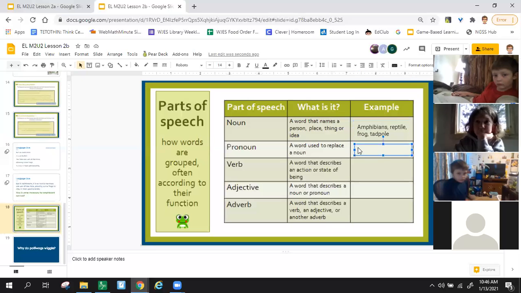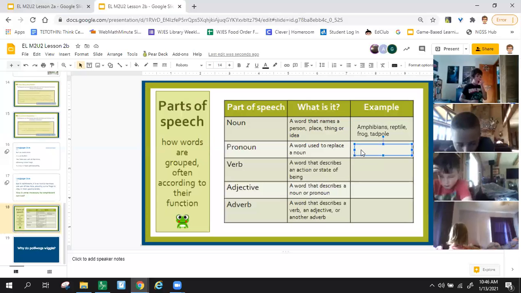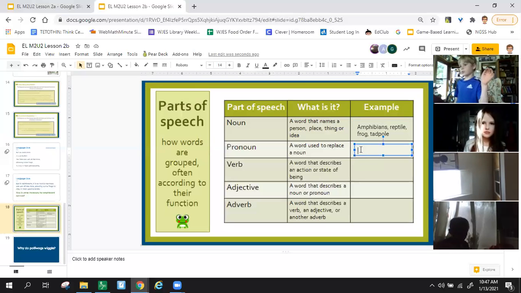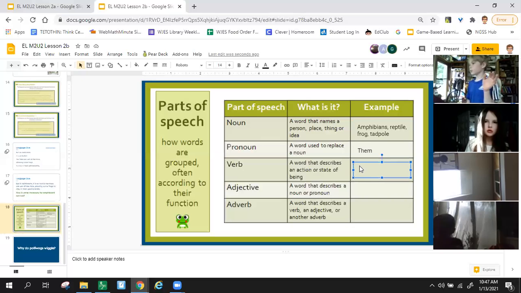All right, Miss Elena, this is you. What word is our pronoun, a word that replaces another word? Them. All right, and them took the place of what word? So the people put trees. Took the place of trees. Very good.